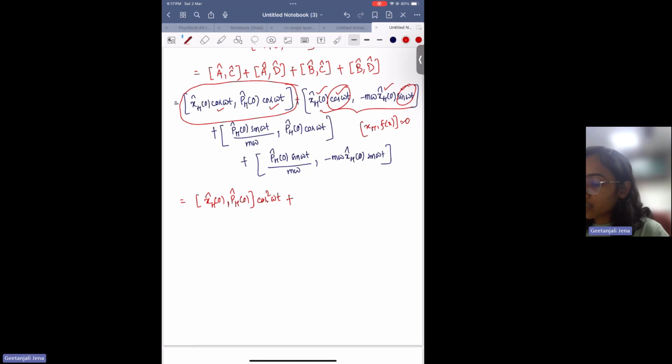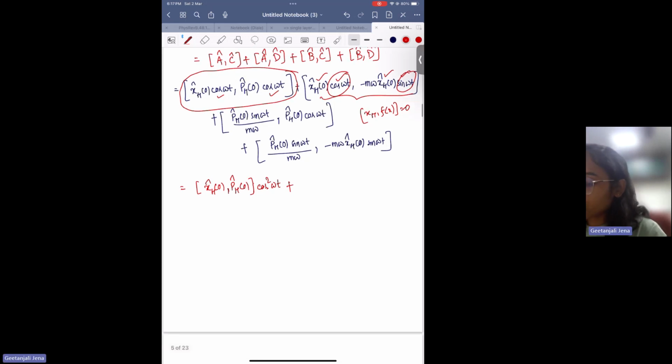So the overall commutation relation should be 0 because there is no non-zero commutation relation here. So this term is 0, and the third term is P_S0 sin omega t divided by m omega and P_S0 cos omega t. There is a momentum operator here, and there is also a momentum operator here, so they commute with each other. Only the constant term is different, so this commutation relation is also 0.